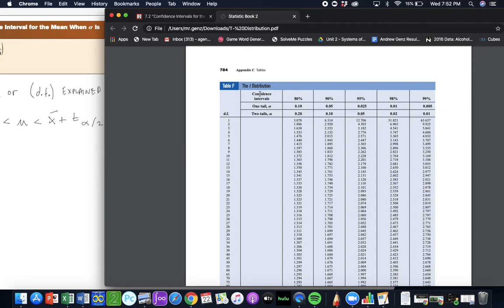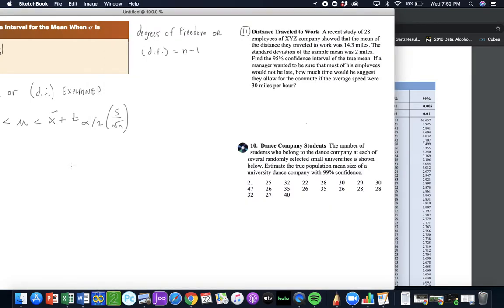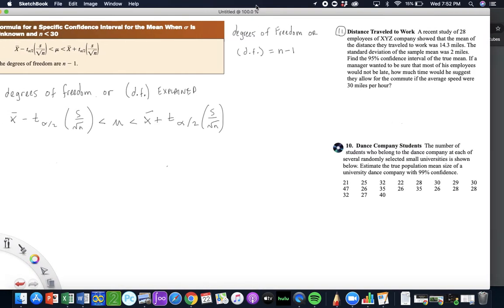And for right now, all you care about is the confidence intervals, which you should be familiar with from our last section. And then we have the degrees of freedom, which we just got done talking about. Okay? So let me show you how that applies to a problem here now. A recent study of 28 employees at the XYZ company.